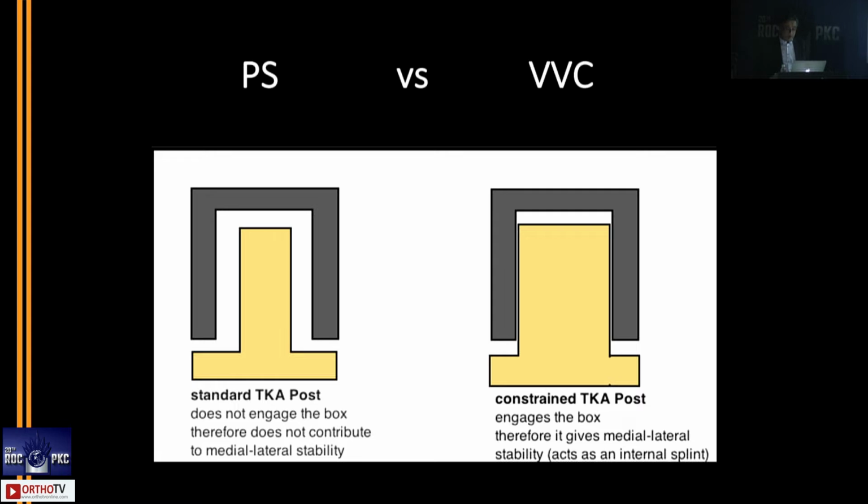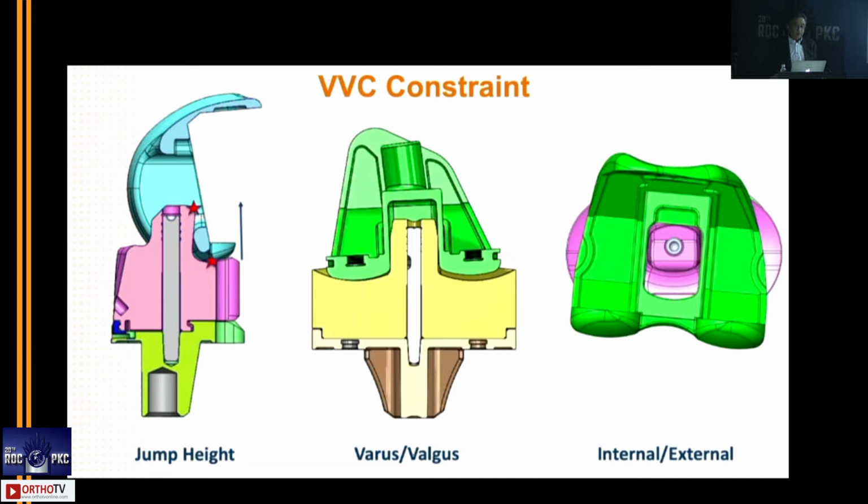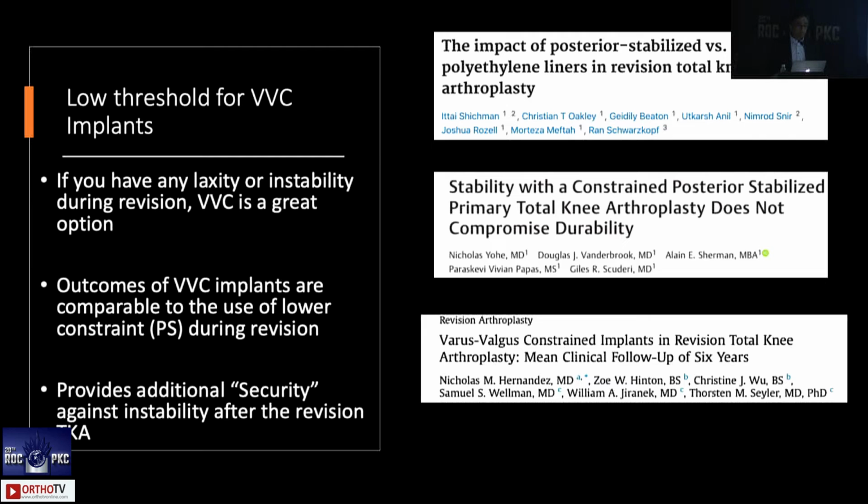That is a diagrammatic representation. You can see that the standard TKA post is not engaging as much as the other one. So it gives medial lateral stability and it acts as an internal splint. And if you see this picture also, you can see that the jump height is increased in the VVC constraint. So the dislocation is less. And again, varus valgus constraint and even an internal external rotation constraint also is there to some extent. So there are some of the papers available here.